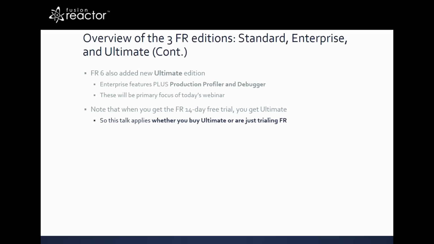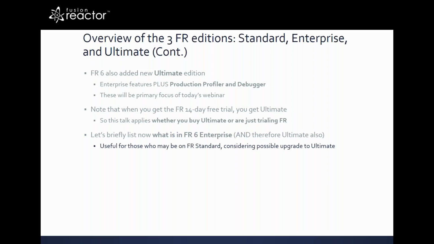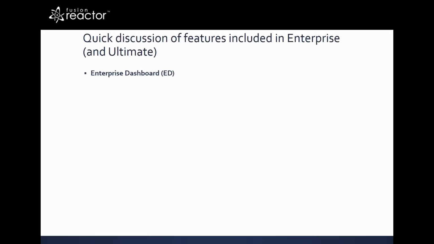So anyway, that's just to let you guys know that you can try this stuff out. And so the point is, what we're going to show you today applies whether you have bought Ultimate and are running it, or if you're just trialing it. You've got the full FusionReactor Ultimate available to you in the trial. So let's quickly look at what is in that Enterprise version now as of FusionReactor 6, and therefore also available to you in Ultimate. So if you consider upgrading, what do you really get besides those two primary features?